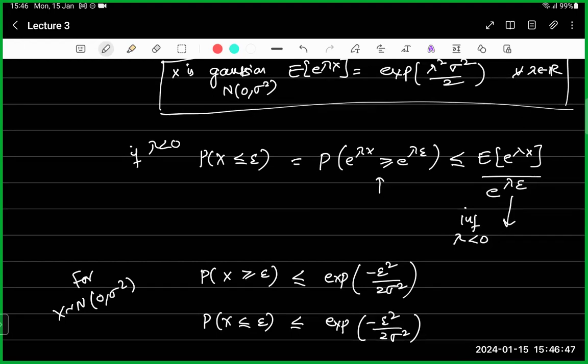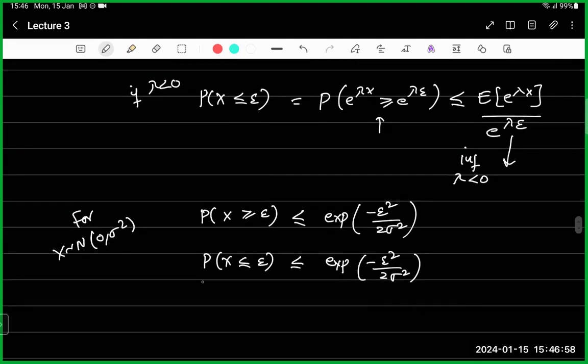So Y is my new random variable, which is a positive random variable, right? Irrespective of lambda, whether being positive or negative, e power lambda X is always positive. So now, what can we say about probability mod X greater than or equal to epsilon? Any trivial bound that you can give? Not less than or equal to one, something not as trivial as one, but something else.